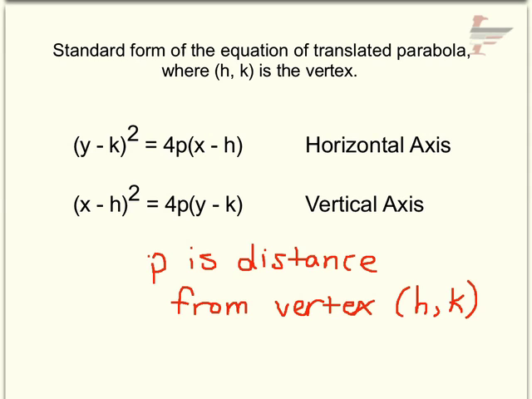Then, of course, same thing with a vertical axis parabola. The x is squared, but it's going to be x minus h, and the y is still y minus k. So notice the k is always with the y, the h is always with the x, whether it's squared or not. And then the 4p is always in front of the piece that's not being squared.